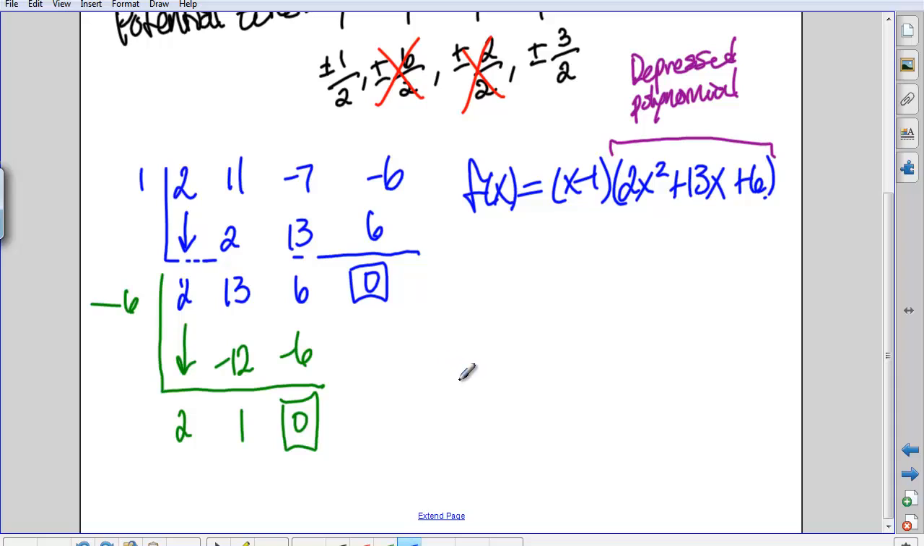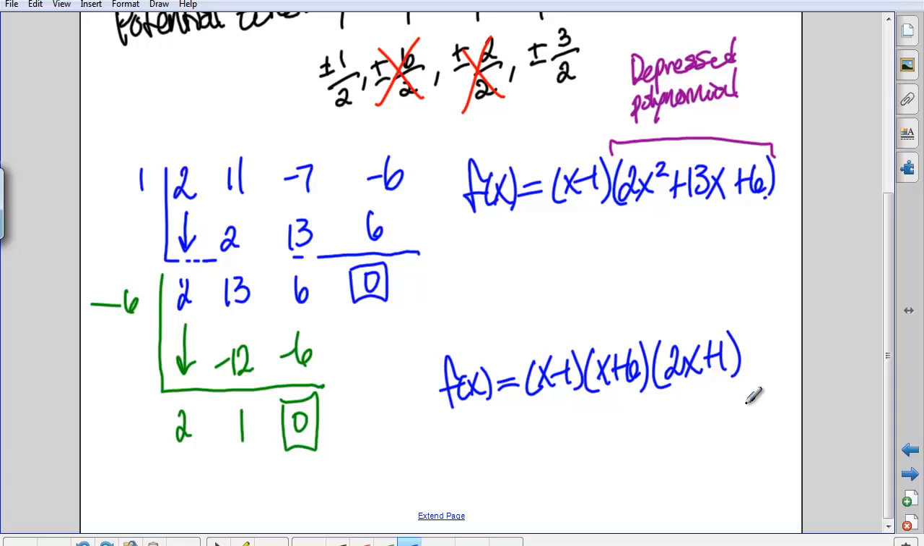That means my function is now, I've already got x minus 1. I found negative 6 is a zero. That means x plus 6 is a factor, and that last piece is 2x plus 1, right? That comes from this right here. Since this was x cubed, this was an x squared, that means that's an x, okay? So 2x plus 1. Now the question is, what's my last zero?